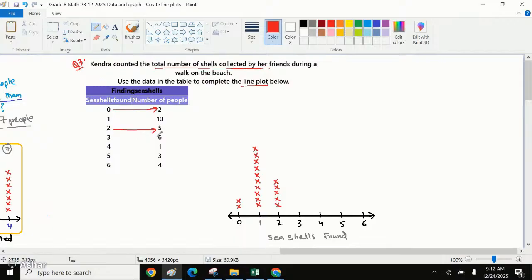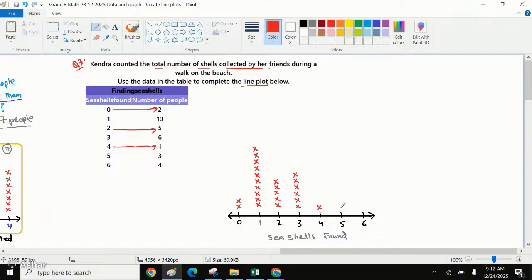3 seashells were found by 6 people. 1, 2. We just need to do the markings. 3, 4, 5, and 6. And 4 seashells were found by 1 person only.